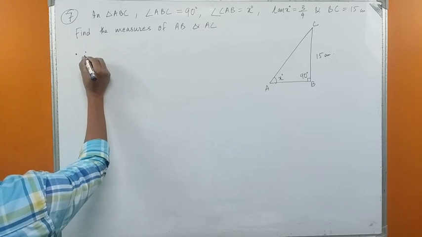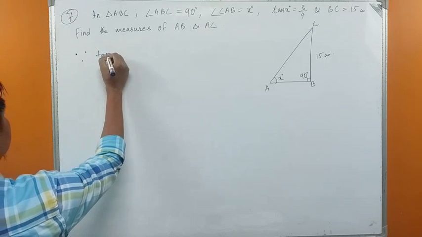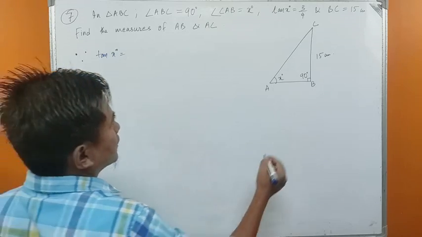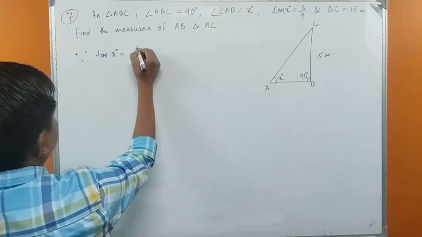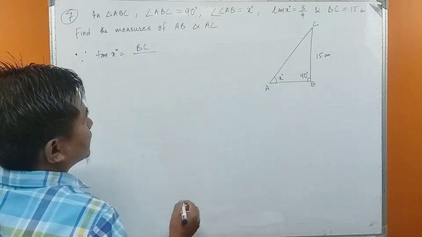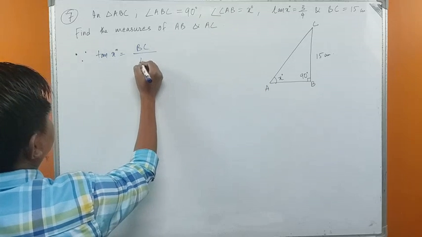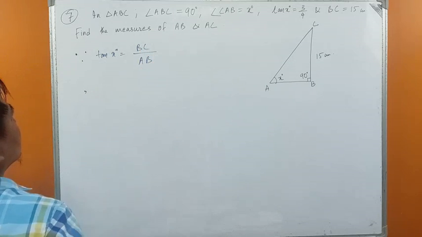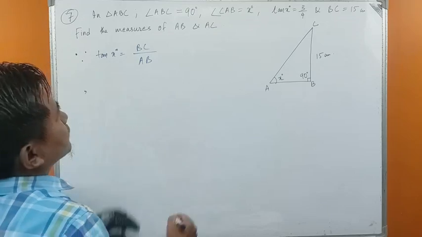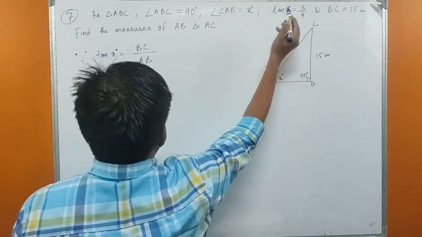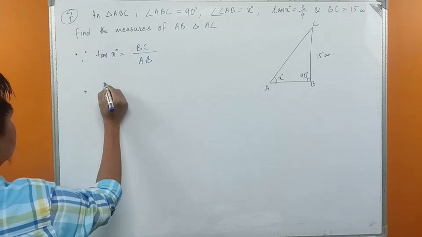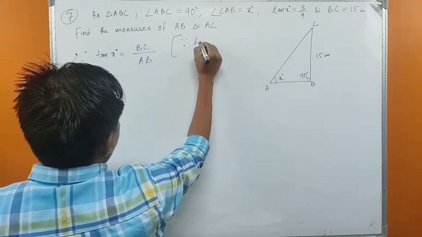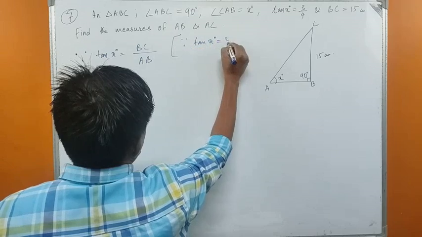Now, since tan x degree equals to tan theta means perpendicular upon base, isn't it? Perpendicular is BC, BC upon base is AB. Okay, tan theta is perpendicular upon base. Or what is the value of tan x degree? Given to us, tan x degree is 3 upon 4. Since tan x degree equals to 3 upon 4.